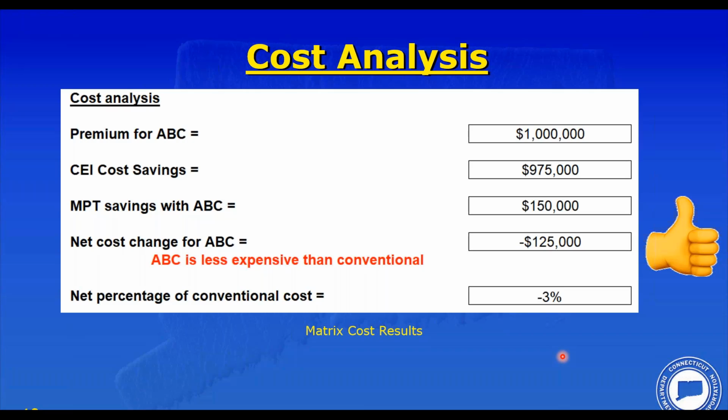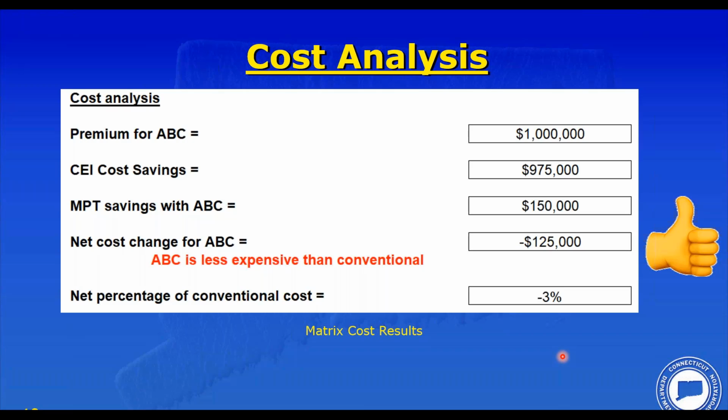Significant number, and I can't stress that enough. These are real dollars. These are dollars that are not included in the bid price. The bid price will come in $1 million higher, but at the end of the day, the DOT will spend $1 million less in construction, engineering, and inspection costs. Now, of course, some states don't spend this much on CE&I, but in Connecticut, this number works.